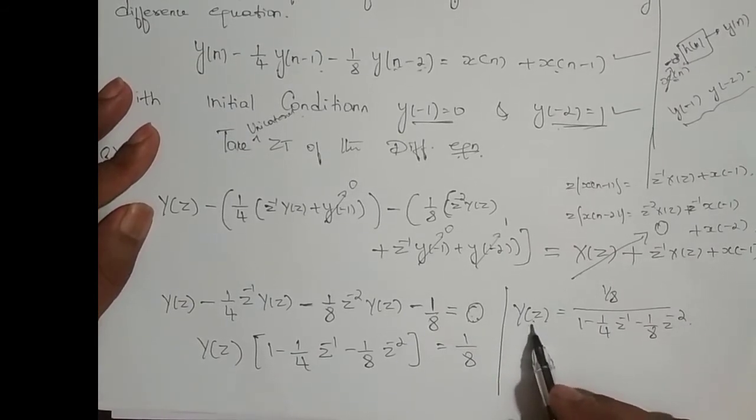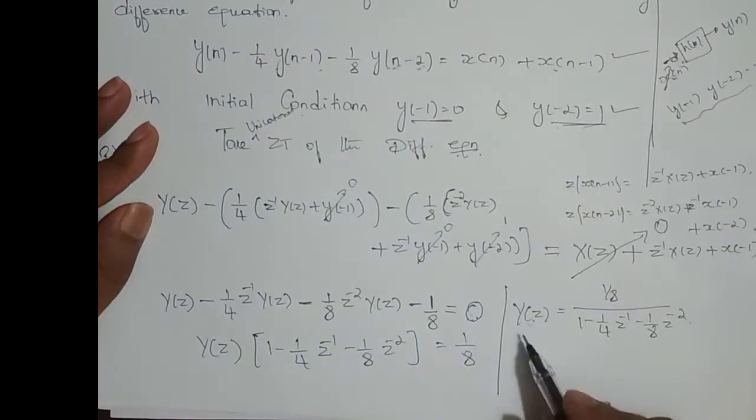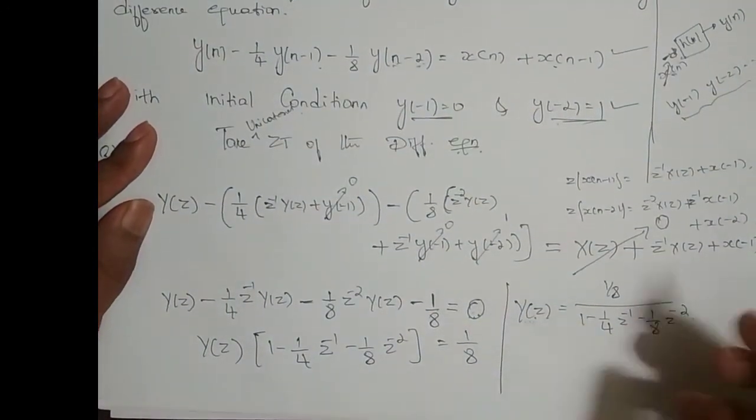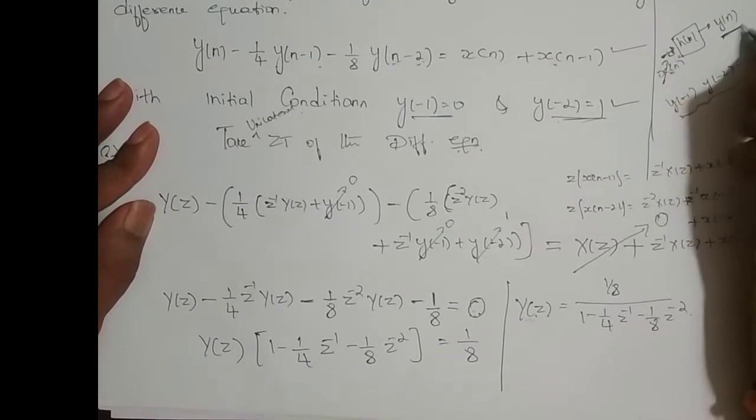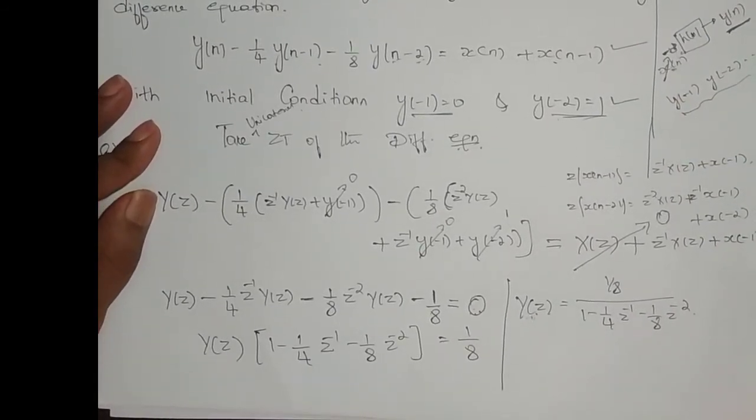Why do I have to get y of z? Because I'm finding the response of the system. Whenever I have a response, it has to be y of z. In the sense, response is nothing but output. This is what I need. Once I get y of z, I can take inverse z transform.